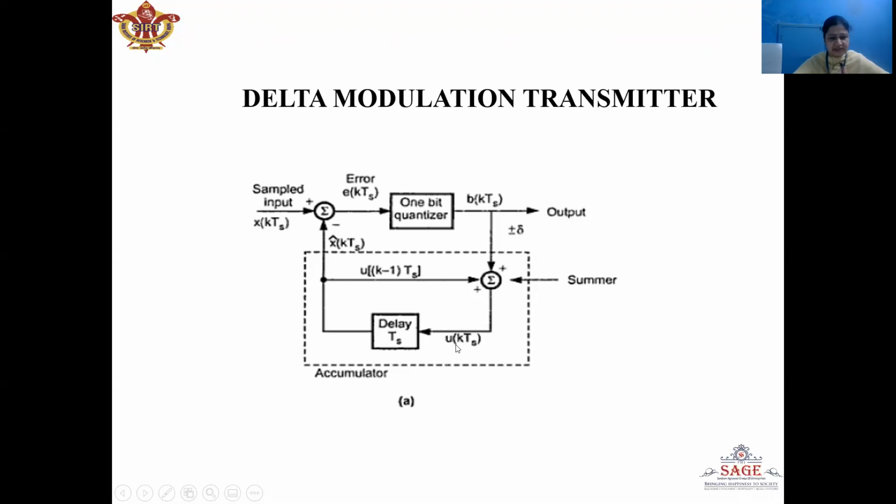So u(kTs) will try to reach the value of x(kTs). u(kTs) is given to the delay unit, which delays the signal u(kTs) by Ts and will generate the predicted value x cap(kTs), which is also known as u((k-1)Ts). So in this case, the predicted sample will try to reach the sampled input.